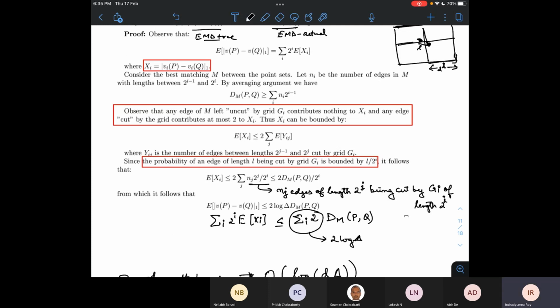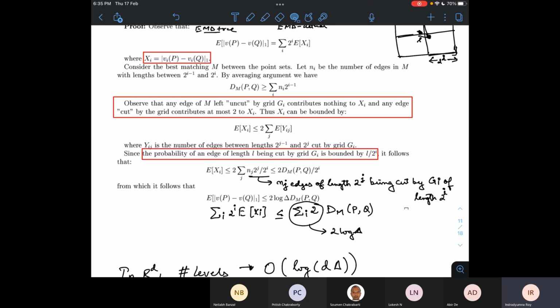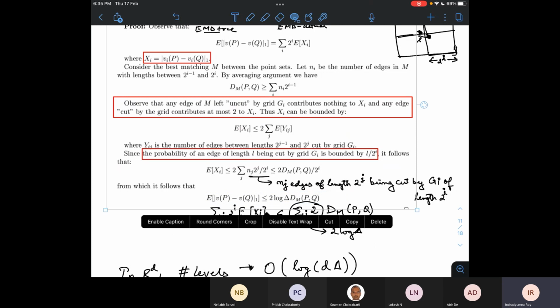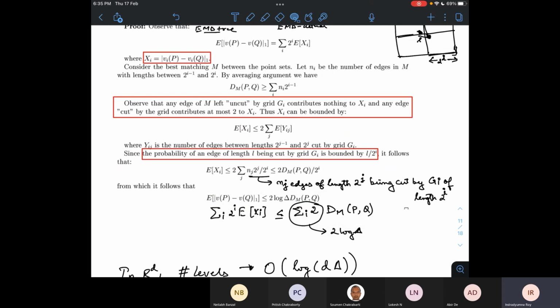So that is one observation. And the second is that every time something unfortunate like this happens, that contributes at most twice the cost, because anytime this edge is being cut by the grid, that contributes at most 2x cost. So basically it will have to traverse one hop up the edge of the tree and then match, instead of getting matched in the same cell. So these two intuitions basically give us the bound, which is at most 2 times log delta times the actual EMD cost.